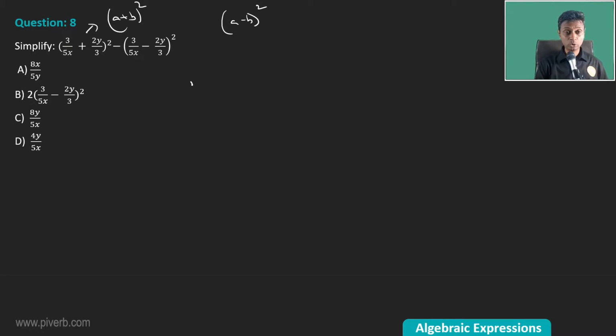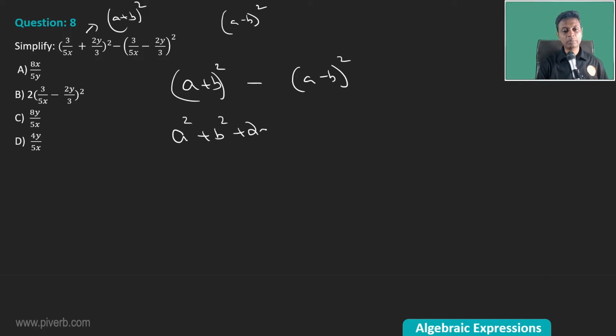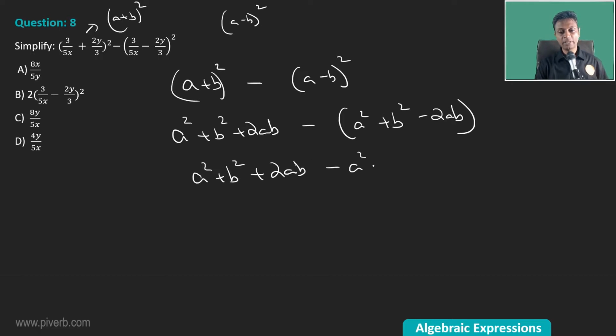But before that, I'm going to think about (a + b) whole squared minus (a − b) whole squared. This is a² + b² + 2ab minus (a² + b² − 2ab). So this is a² + b² + 2ab − a² − b² + 2ab, or this is just 4 times a times b.